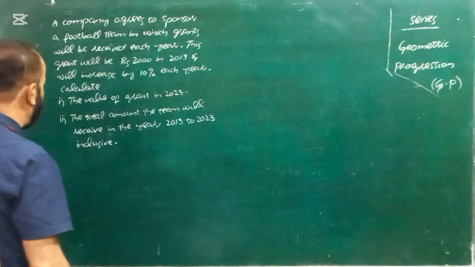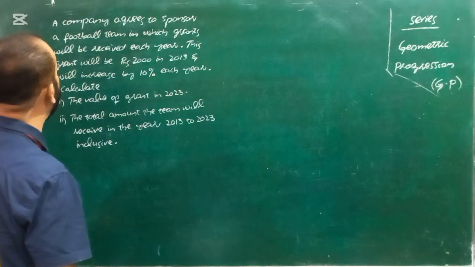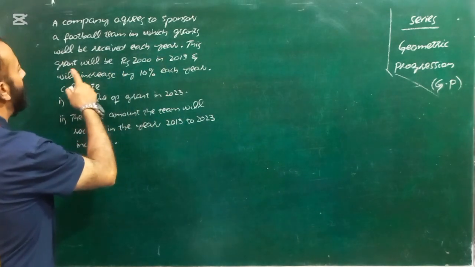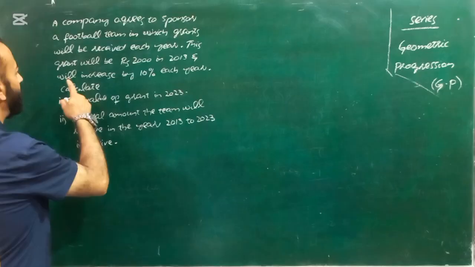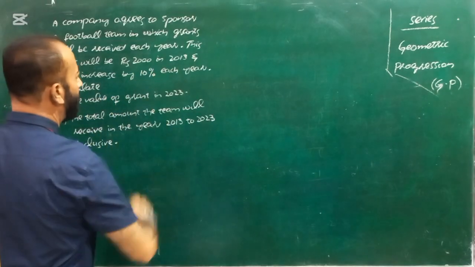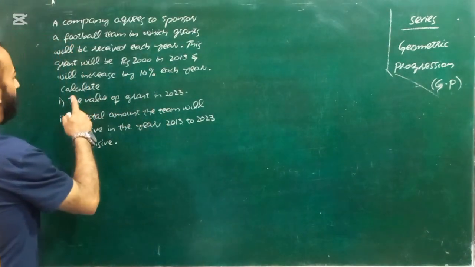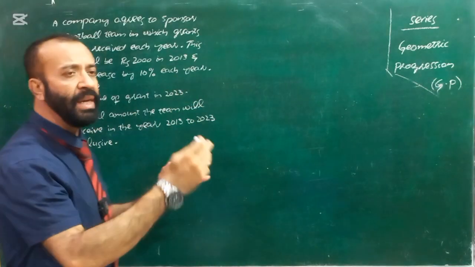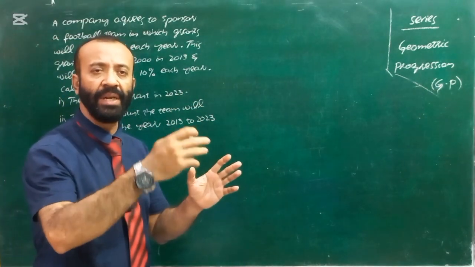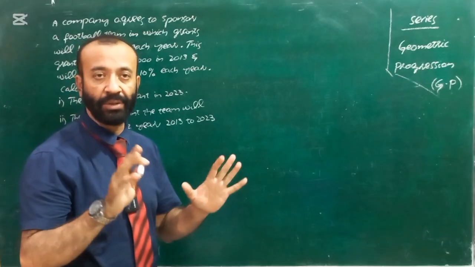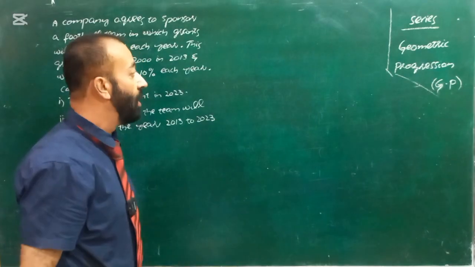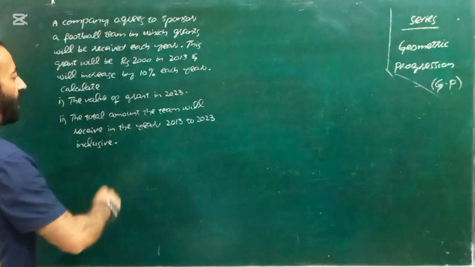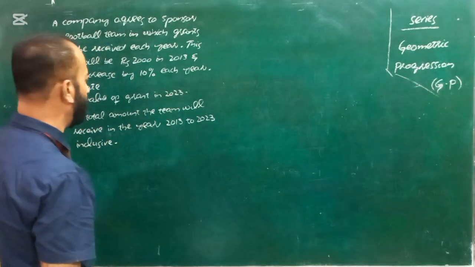Here is another question, a very important question. This is regarding your papers. A company agrees to sponsor a football team in which grants will be received each year. This grant will be 2000 in 2013 and will increase by 10% each year. Whenever there is a 10% increase each year or a 10% decrease each year, this kind of progression is called geometric progression. So keep this in your mind. Calculate the value of the grant in 2023.